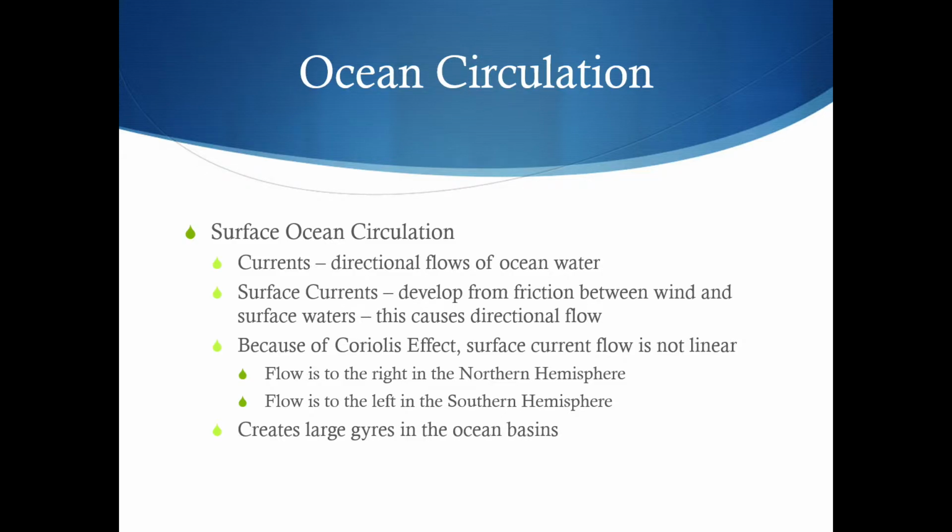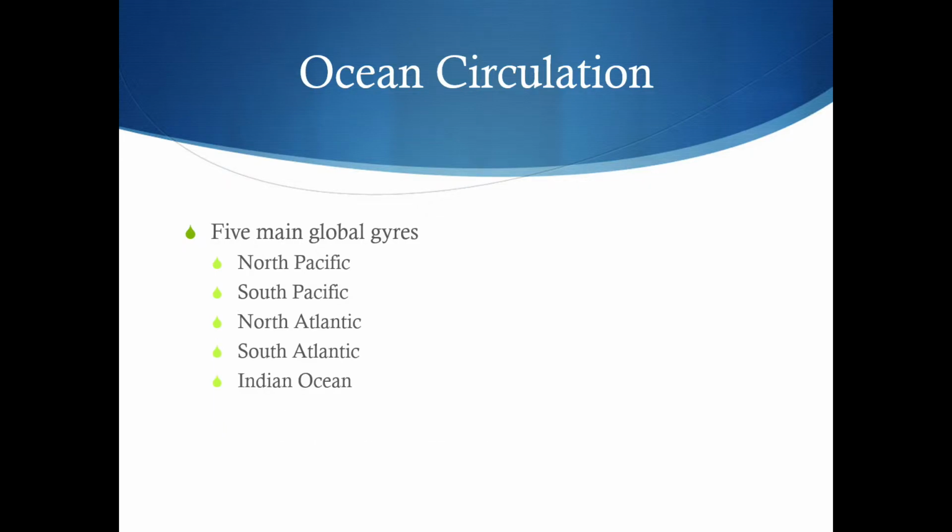In fact, in the northern hemisphere, what we find is that things turn to the right as they're moving, and in the southern hemisphere, things turn to the left as they're moving. This is again called the Coriolis effect. And what this ends up doing is, instead of ocean currents moving in straight lines, they end up moving in these large circles because they're turning to the right or turning to the left. These large circles are called gyres. And there are 5 major global gyres. I'm going to show you a picture in a minute. The North Pacific and South Pacific gyres, the North Atlantic and South Atlantic gyres, and the Indian Ocean gyre.